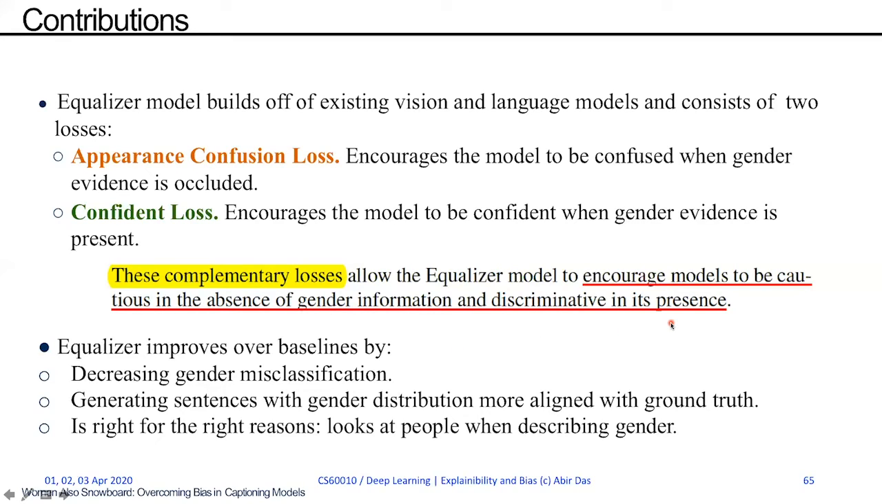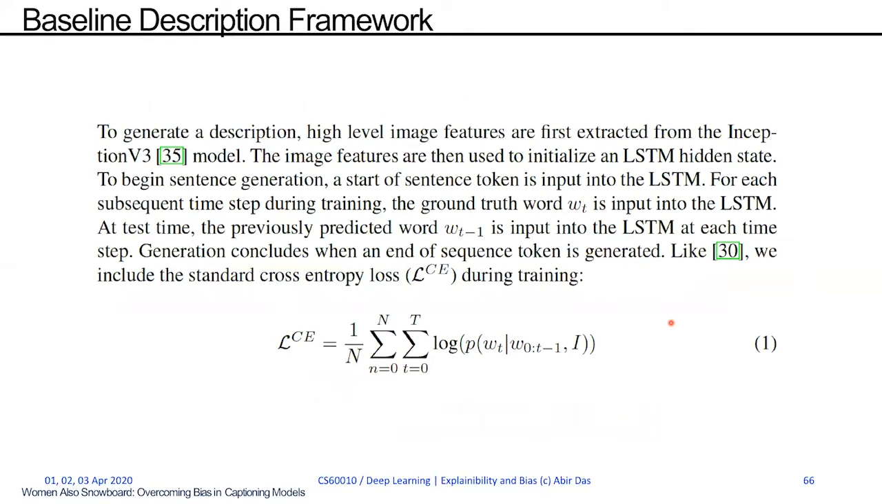So which actually aptly sums up this paper, I'd say, if I have to sum the paper in one line. So let's see what it does in a little more detail. Before going into the detail, this is the baseline description framework. That is, what is the baseline method? We have seen it earlier. What is the baseline method for image captioning?